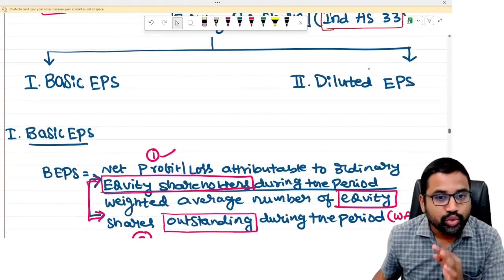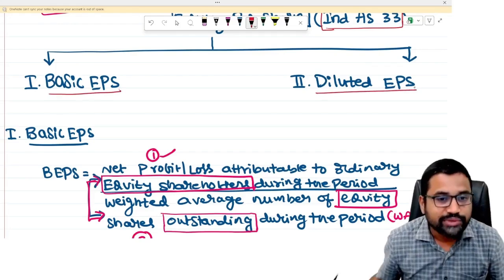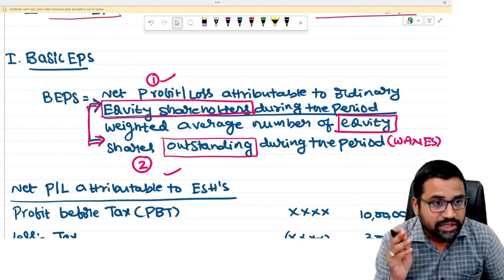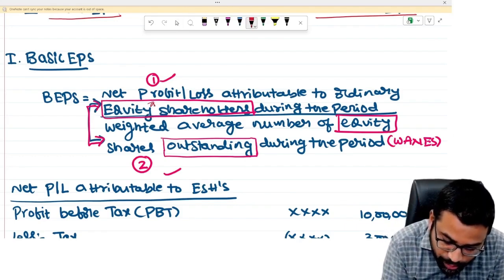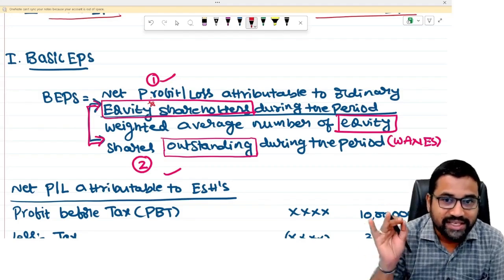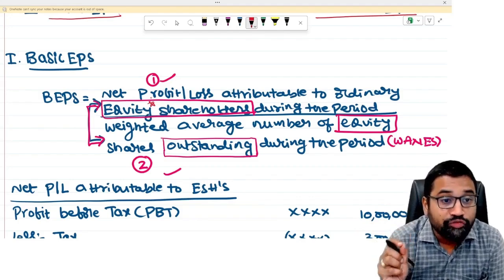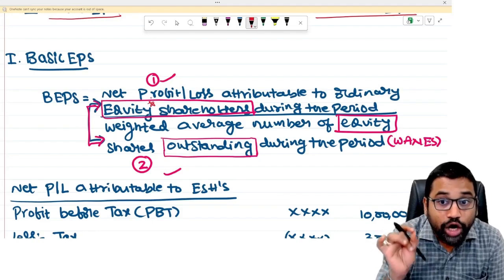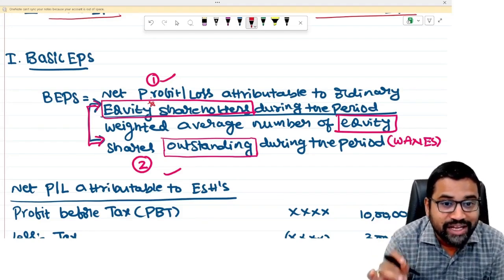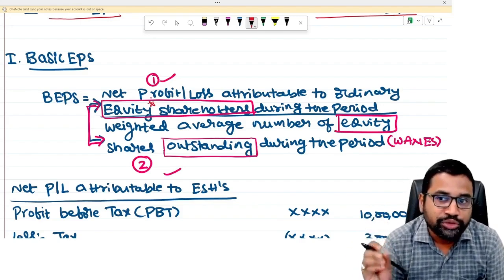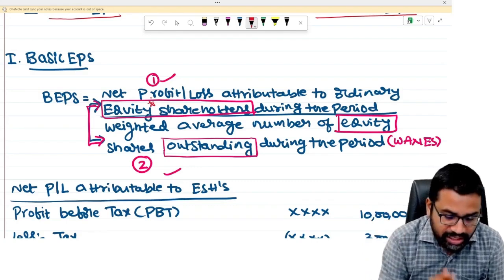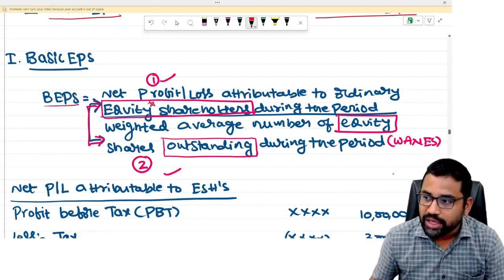Now I told you there are two types of EPS. One is basic EPS, another one is diluted EPS. How to calculate basic EPS? See, there is a formula. The formula for calculation of basic EPS is net profit or loss attributable to ordinary equity shareholders during the period. So equity shareholders, I am not talking about preference shareholders. Understand? This EPS concept is for equity shareholders. So net profit or loss attributable to ordinary equity shareholders during the period divided by the weighted average number of equity shares outstanding during the period. If you know these two things, then I think you can calculate basic EPS. So this is the formula, a simple formula.